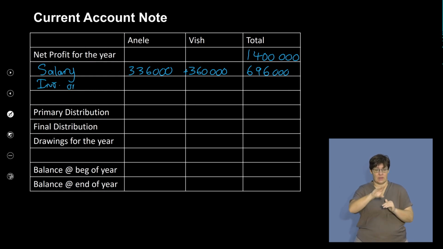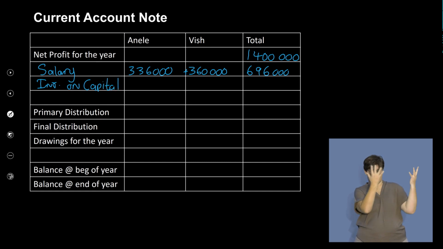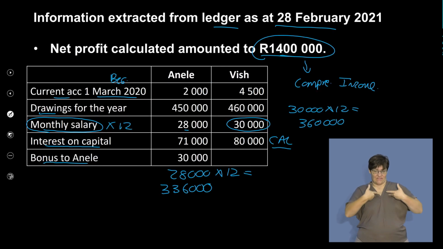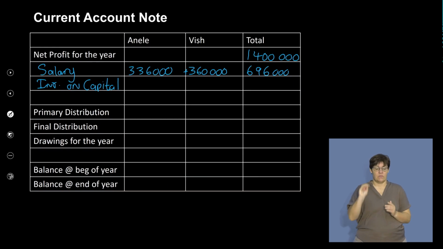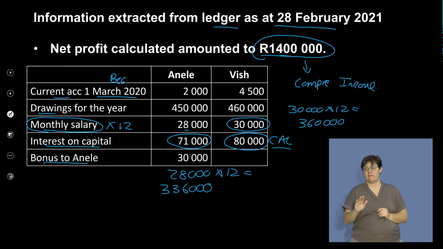Okay, for my interest on capital, remember normally I would have to calculate interest on capital, but they've been very kind and they've given me the amounts already. So Anele, 71,000, Vish, 80,000. Let's fill that in. 71,000 for Anele, so I don't have to do the calculation, it's given to me. And then partner Vish, an amount of 80,000.